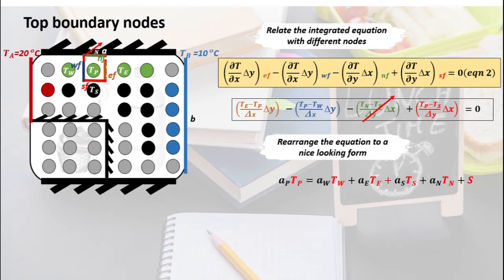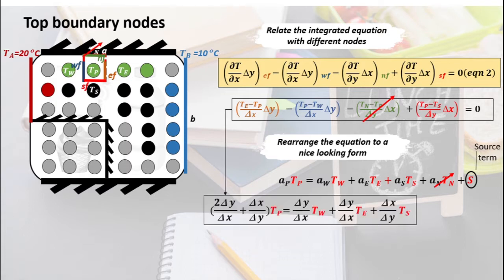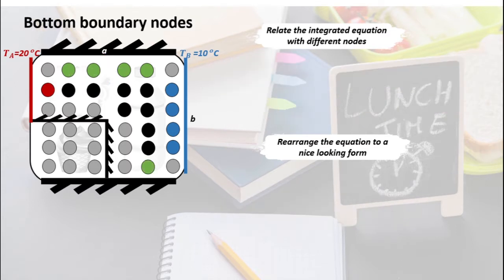So now if we rewrite our equation into the coefficient form, we can easily recognize that the TN term is gone. So now if we rearrange this equation, we get this coefficient form in terms of TP, TW, TE, and TS without TN. Now moving on to the bottom boundary nodes, which are also represented in green.